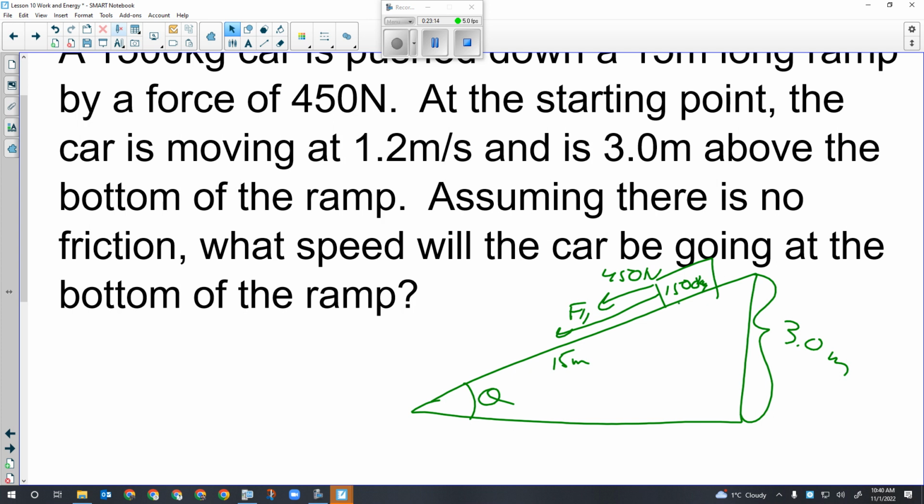Then I could use theta to set up the triangle that we always use for inclined planes. Once I found theta, I could put theta in here. Then I'd have to calculate FG. And then I'd have to use FG and the theta I calculated to calculate F parallel. Then I would use F parallel and the length of the ramp to calculate the work done by gravity in taking a box down the ramp. And then I would take the 450 newtons and multiply it by 15 to calculate the amount of work done by the box on the way down the ramp.